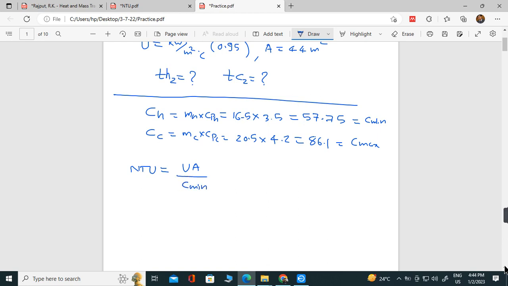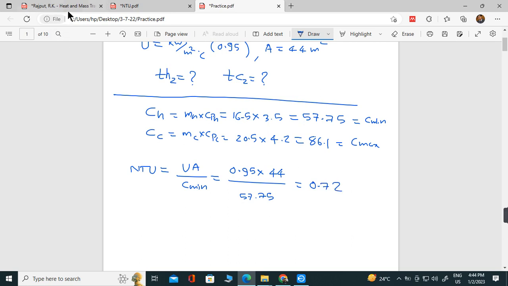क्लियर? So here what you will have to write? First of all you will have to write down value of U 0.95. What is area? 44. What is Cmin? Cmin means 57.75. So you can find out NTU. So let us find out that 0.95 into 44 divided by 57.75. So that will be 0.72. So this will be NTU.